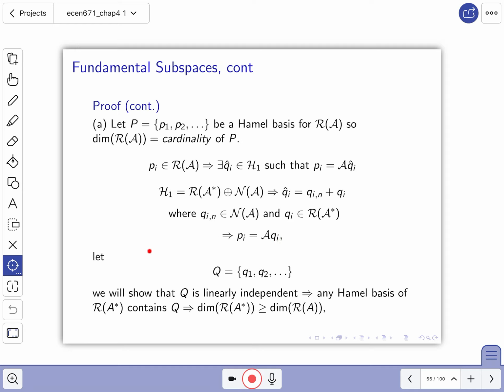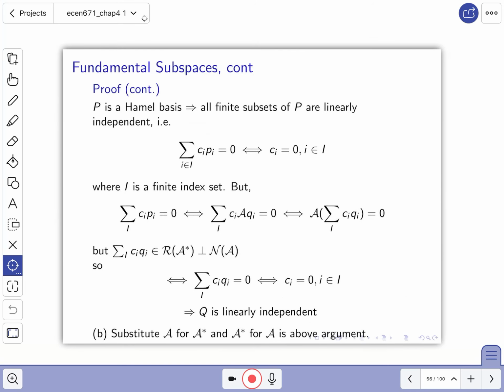and Qi is in the range space of A star. So now we do that for each of these basis vectors in the range space of A, and we get a set of vectors that are all in the range space of A star. Now what we need to show is that these vectors are in fact linearly independent, and that will give us that the dimension of the range space of A has to be less than or equal to the dimension of the range space of A star. Okay, so again, we're going to try to show that these guys are linearly independent when P is linearly independent.